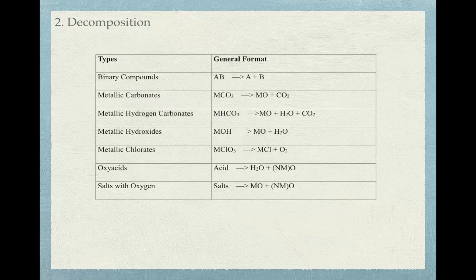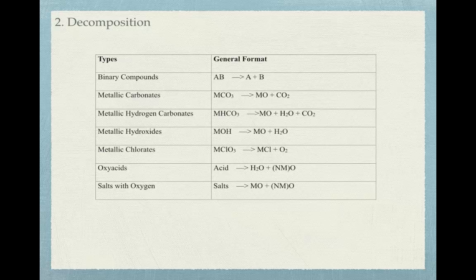If you have a metallic carbonate, so MCO3, it could be sodium carbonate, it could be magnesium carbonate, it's going to break apart into a metal oxide and carbon dioxide. Similarly, if you have a metallic hydrogen carbonate, it's going to break apart into your metal oxide and carbon dioxide, but notice you also have water as one of your products. For a metal hydroxide, remember a metal hydroxide is a base, and so this is actually just the reverse of what we already looked at with synthesis reactions. You're going to have a metal oxide and water forming.